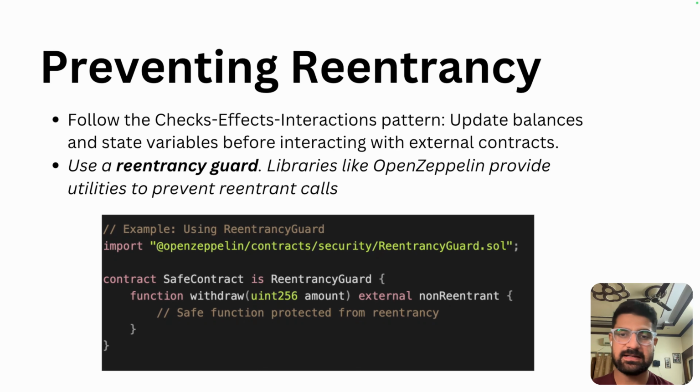Now, how do we prevent reentrancy? There are two things that we can do to prevent it. First, follow the checks-effects-interactions pattern: update balances and state variables before interacting with the external contracts. And the second thing that we can use is a reentrancy guard. Libraries like OpenZeppelin provide utilities to prevent reentrant calls.